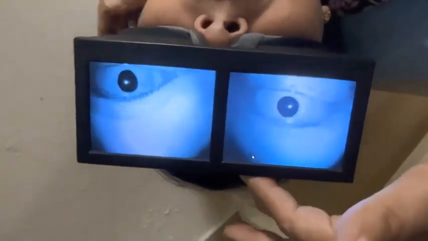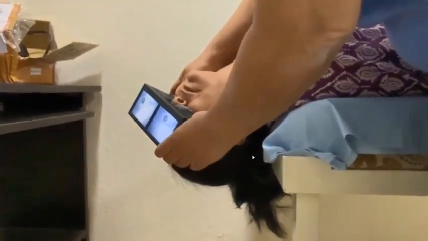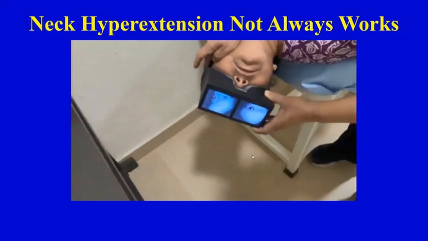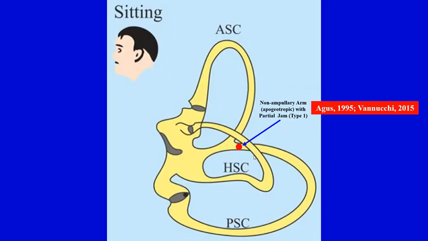The clip speed is increased 3 times, so you are seeing an apparently excitatory nystagmus, but in fact this is an inhibitory nystagmus arising from the right posterior semicircular canal. So now there is a non-ampullary arm apogeotropic posterior semicircular canal BPPV with partial canal jam, that is called the type 1 apogeotropic posterior semicircular canal BPPV variant, first described by Agus and later by Vanucci in 2015.